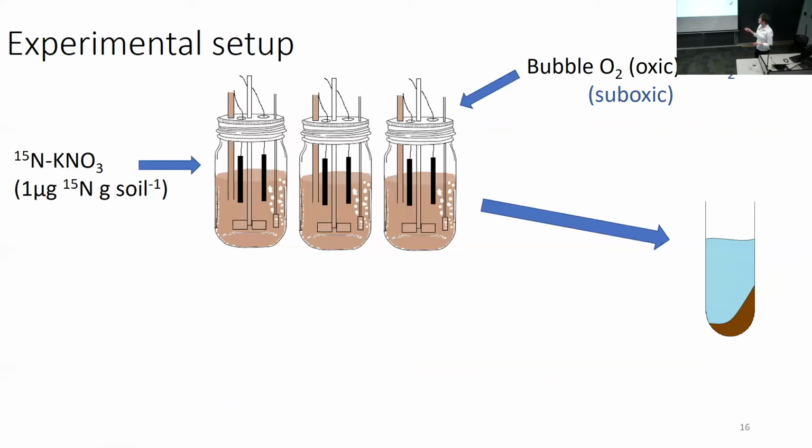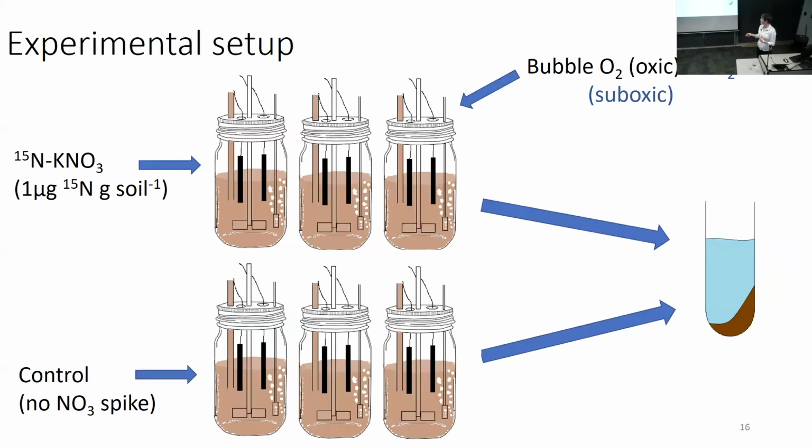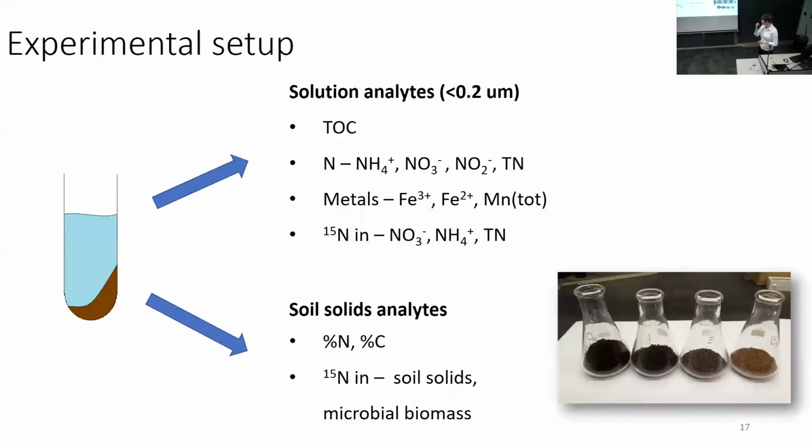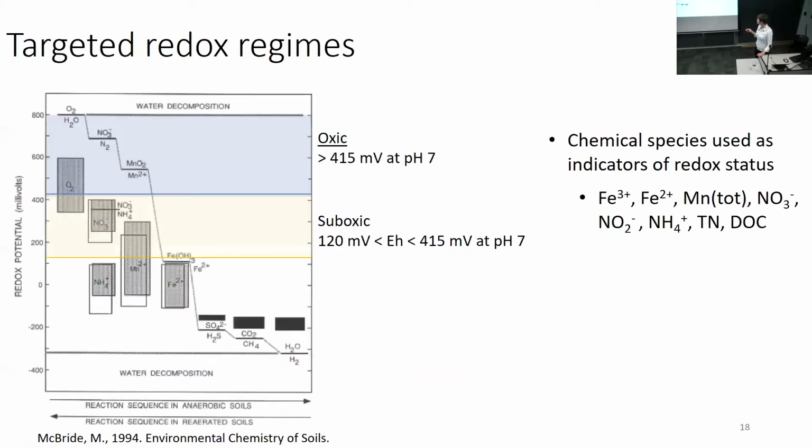So I spiked in my nitrogen-15 label, and I wanted to trace it through time, on the order of one month. So I periodically took samples and centrifuged them down to separate out the soil and solution portions. And I also did the same with a control that did not have any labeled nitrogen. Since I am interested in the partitioning into specific pools, I did a whole range of analytes on the solution and the solids, both for total quantities as well as for isotopic enrichment. So isotopic enrichment in the soil solids as well, and microbial biomass.